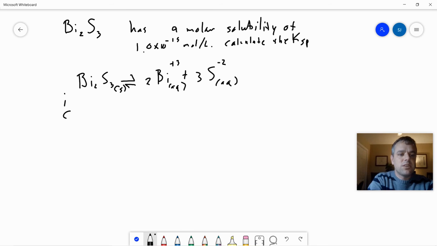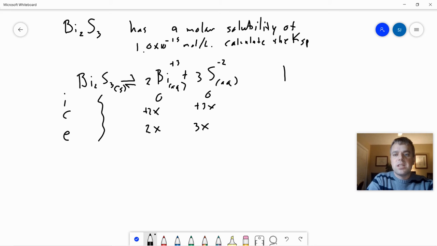You set up an ICE chart. These start at 0 before any of it dissolves. This goes up by 2x. This goes up by 3x. So at equilibrium, we have 2x and 3x. Our KSP equals the concentration of bismuth squared times the concentration of sulfide cubed.